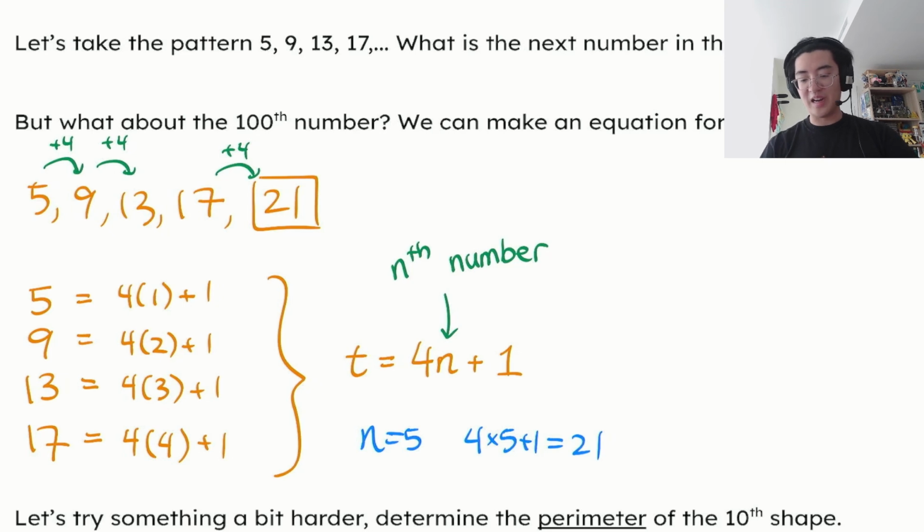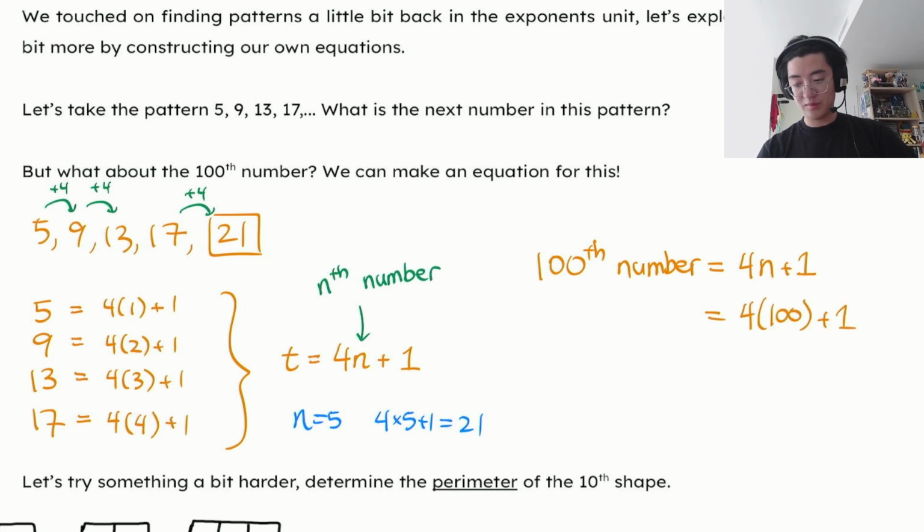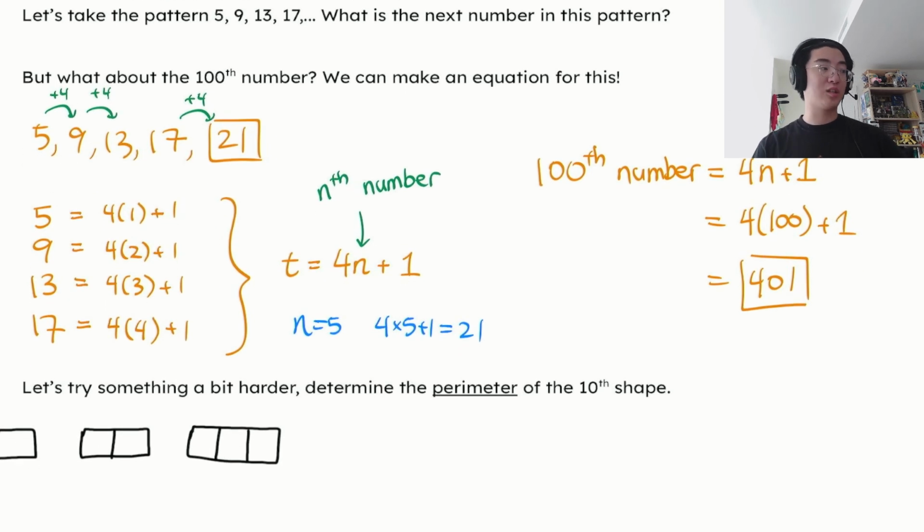And of course, this works for any term number as well. So the 100th number is just 4n plus 1, and we know 100 just means n equals 100, so 4 times 100 plus 1. So the 100th number is 401. Again, we could literally just keep writing numbers until we get to 401, or we can find a general equation that describes this pattern.